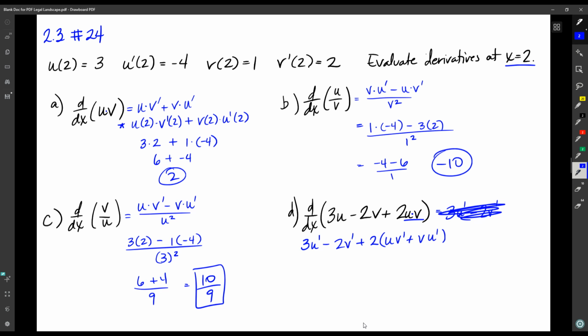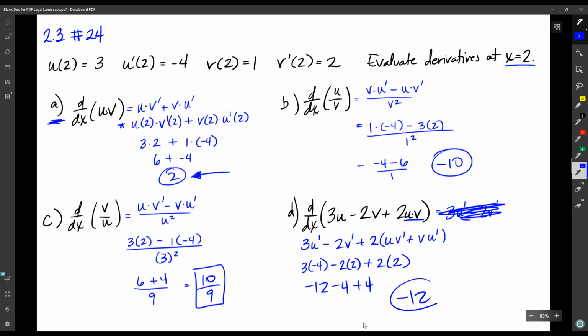So this is 3 times u prime of 2. u prime of 2 is negative 4. So we have a 3 times a negative 4 minus 2 times v prime of 2. v prime of 2 is 2. It's a minus 2 times a 2 plus 2 times. Now we've actually already differentiated this and plugged in u of 2, v of 2, u prime of 2, v prime of 2 back in part A. And the answer to part A was 2. So I'm just going to plug in a 2 right there. So here we go, a negative 12 minus 4 plus 4. That means our final answer to part D is negative 12.